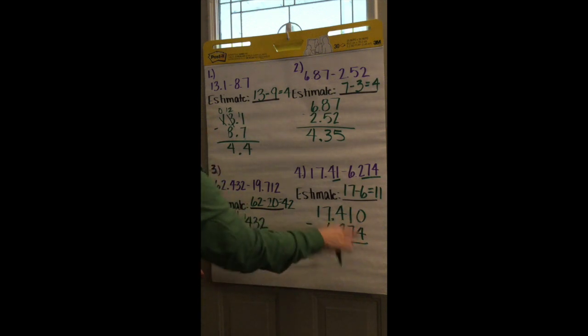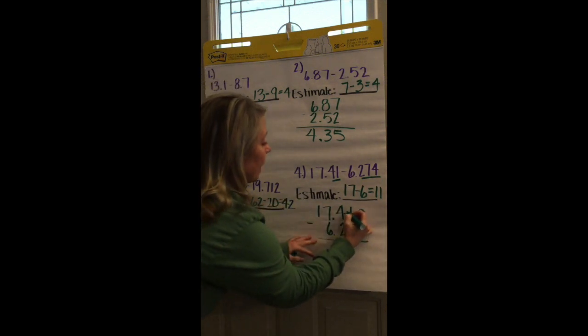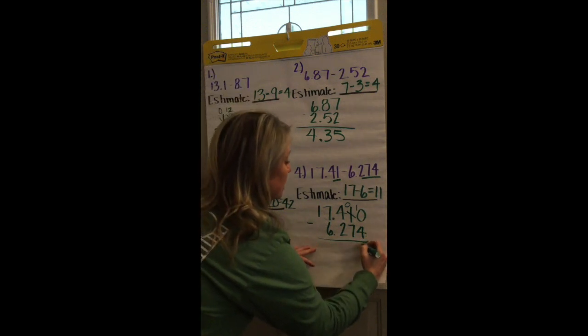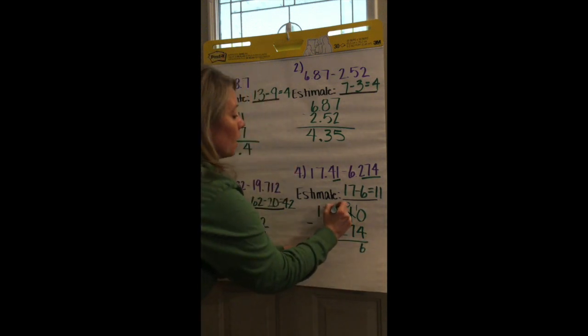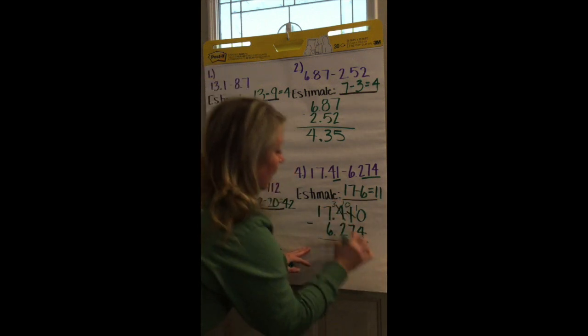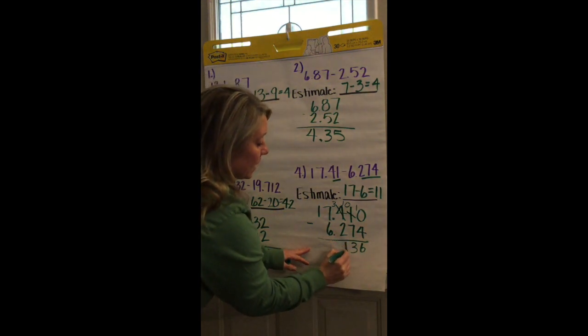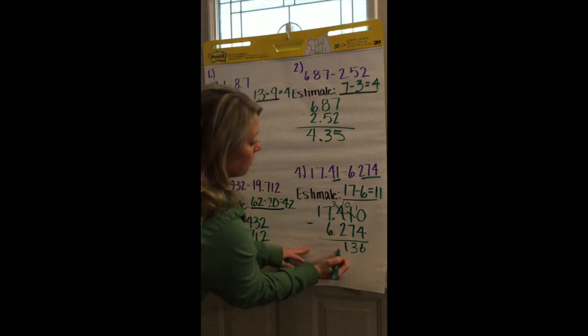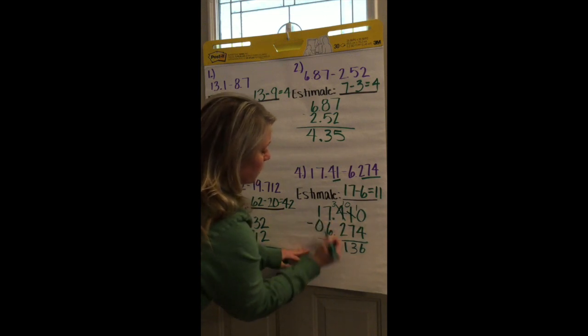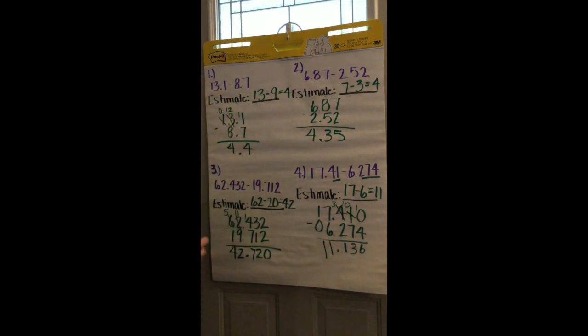When I subtract, I can't do 0 minus 4, so I have to borrow from over here. That becomes 10 minus 4, which is 6. Can't do 0 minus 7, so I have to borrow from over here. That becomes 3. I can do 3 minus 2. That's a 1. My decimal falls into my answer. 7 minus 6 is 1. And then this one, if we were to put a placeholder 0 here, our answer would be 11 and 136 thousandths.